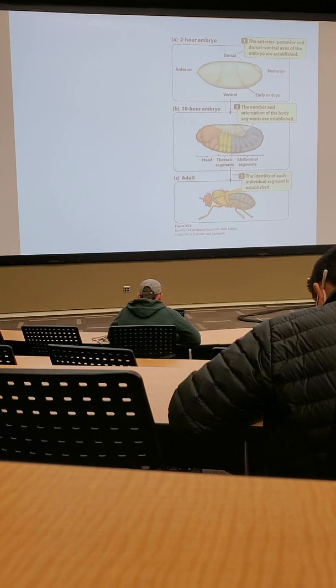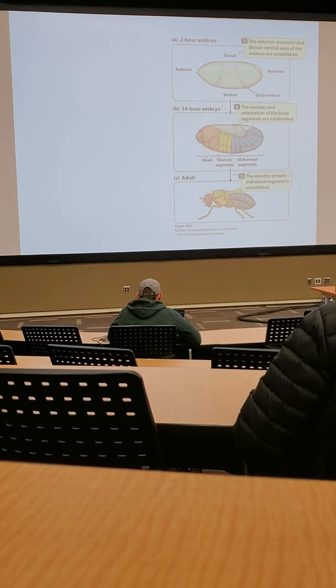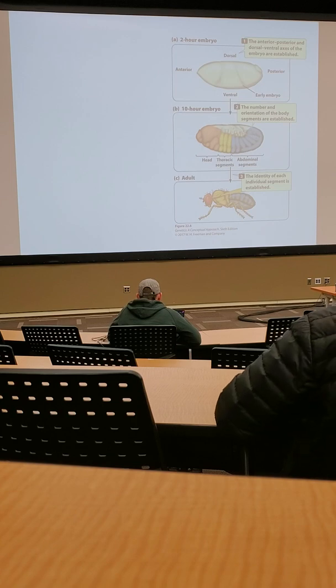So this is what this is trying to describe. Really early on in development, that embryo does not have a head. It doesn't have an abdominal segment, but the genes that are there, localized through differential gene expression, are going to stay there, basically, throughout development.